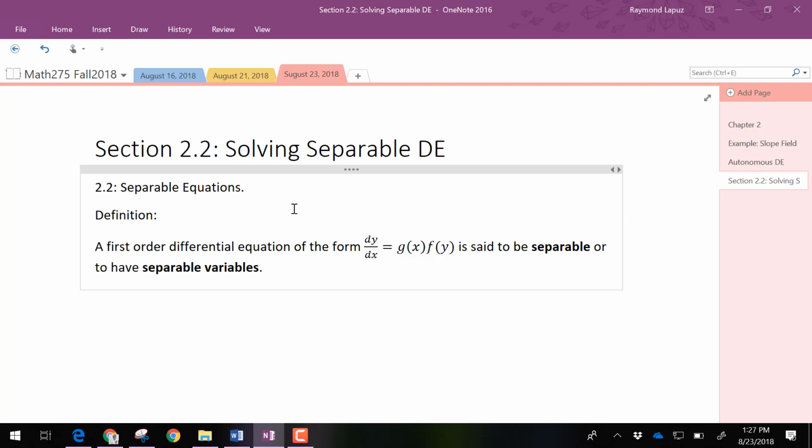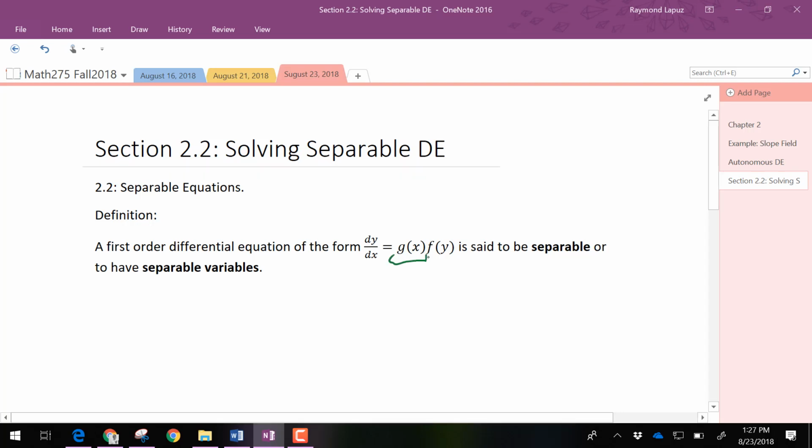So let's take a look at some of the examples that we've already seen and see how we can solve these differential equations. By separating, you want to make sure that they're being multiplied or divided, and then you can separate them. If they're being added or subtracted, you can't do that.